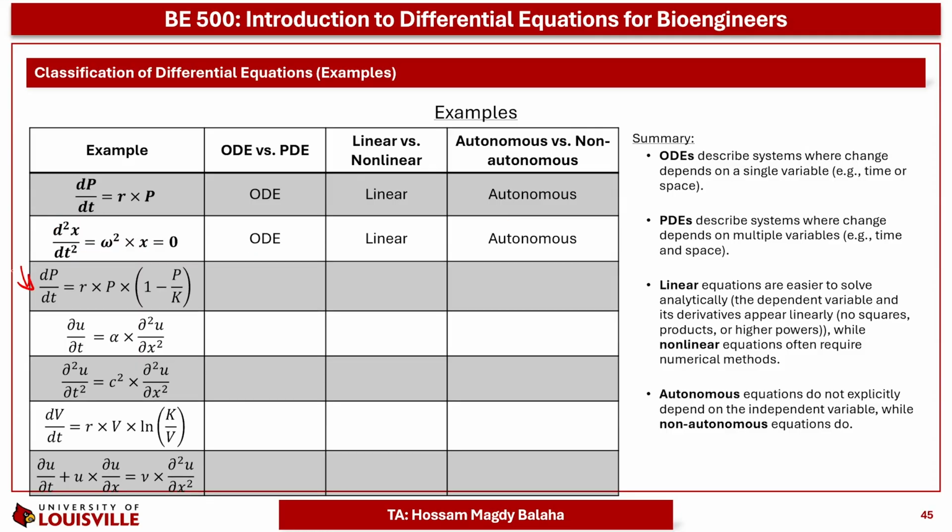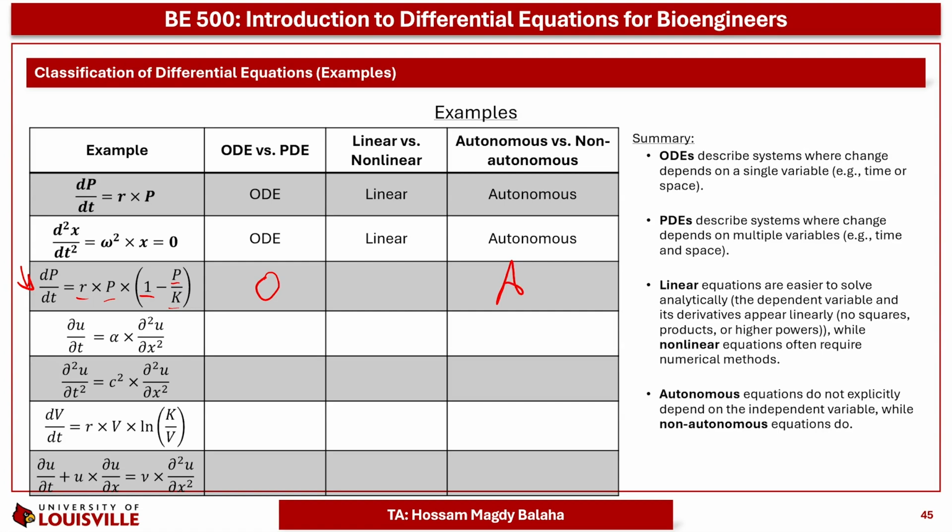The third equation, dp by dt equals r, which is a constant, p, which is a variable, 1 a constant, minus p, which is a variable, k is a constant. So in this case, we have a single variable, so it will be an ordinary differential equation, and there is no explicit dependence on the independent variable, so it will be autonomous.